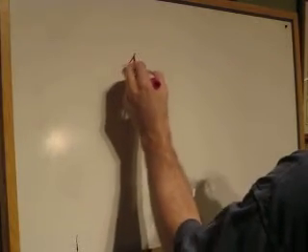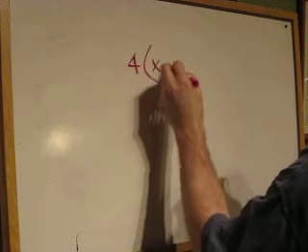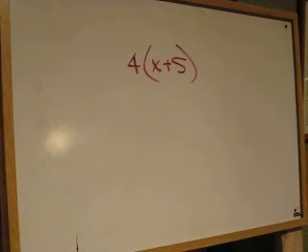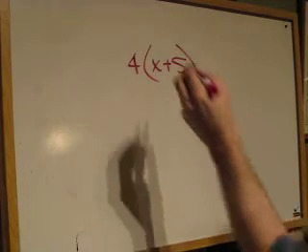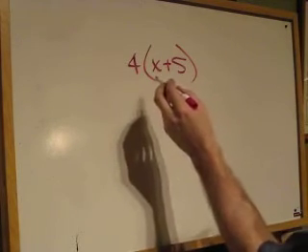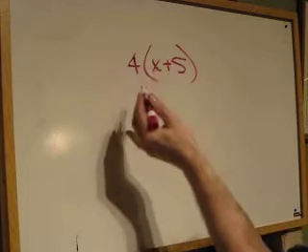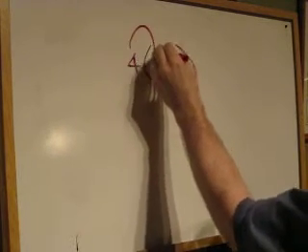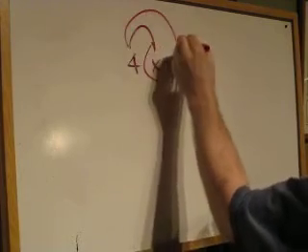They use a bunch of letters, but it's a lot easier when you use numbers. I'll just use one letter here. 4 times the quantity x plus 5. Now if you remember, what the distributive property says is if we have a number or a letter or anything outside the parenthesis, we can multiply it by each term in the parenthesis.